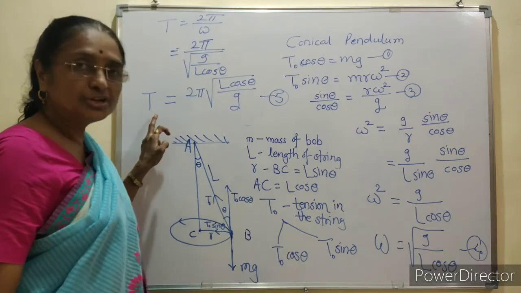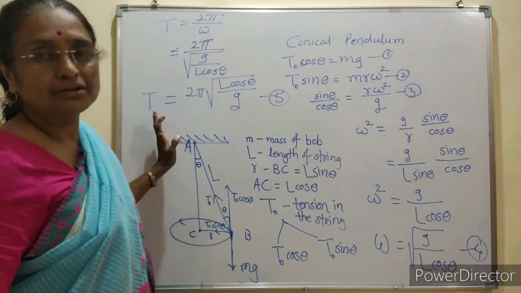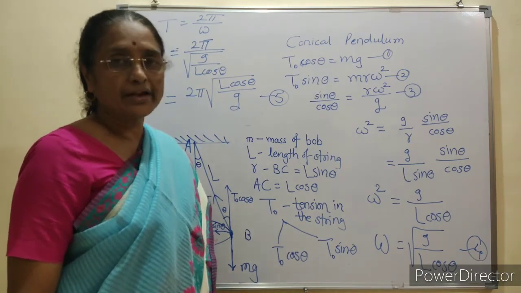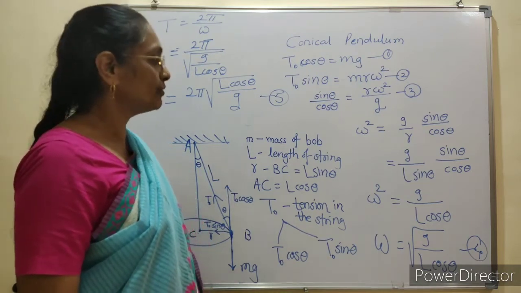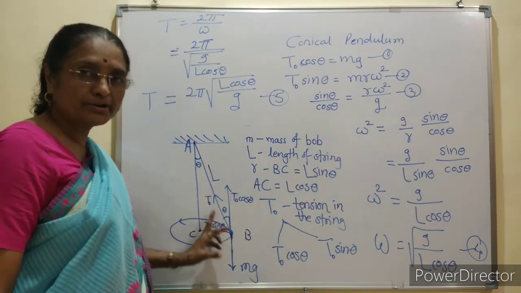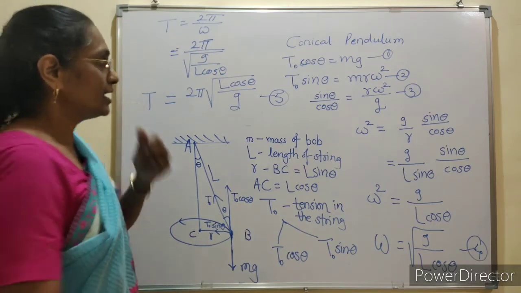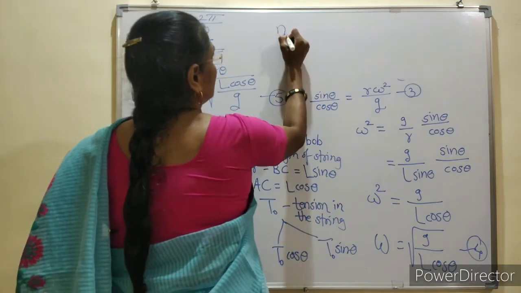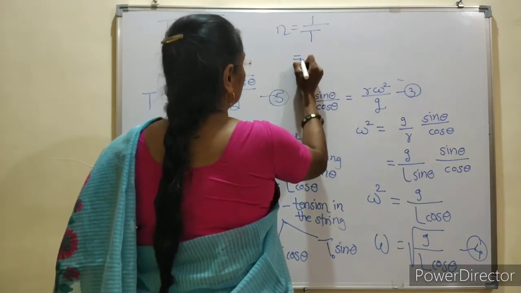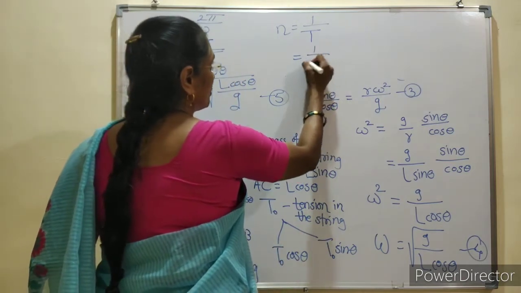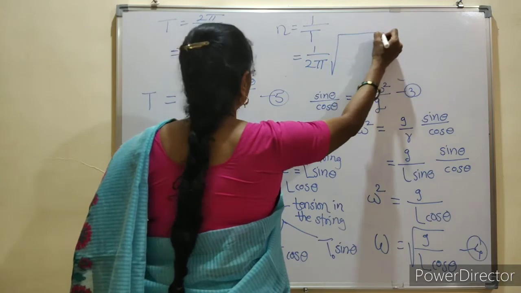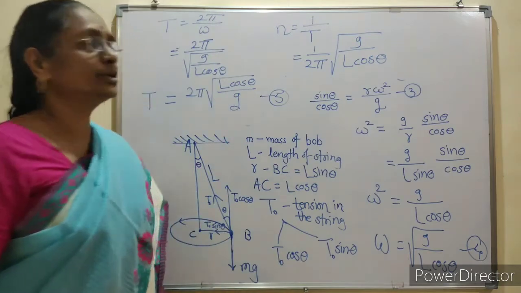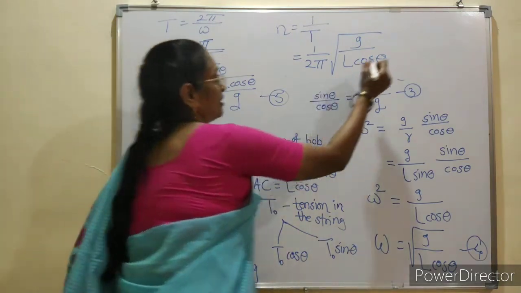Now from T we can write N, because N is the frequency of oscillation and it is the reciprocal of period, the number of revolutions performed by this point mass. It can be written as N is equal to 1 upon T. N is equal to 1 upon twice pi under root g upon L cos theta. The simple relation for N. This can be equation number 6.